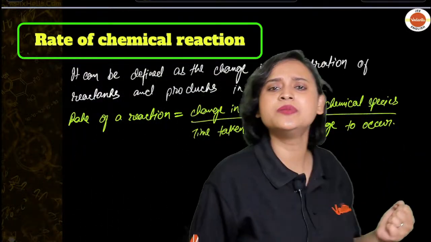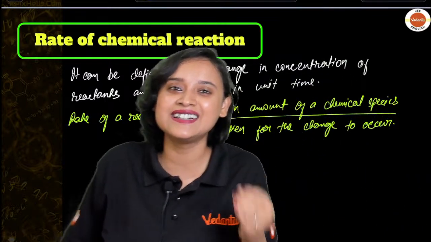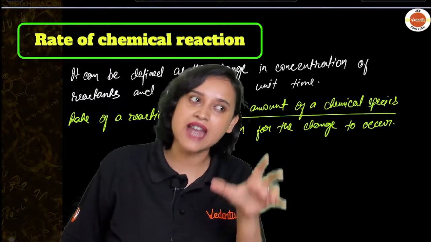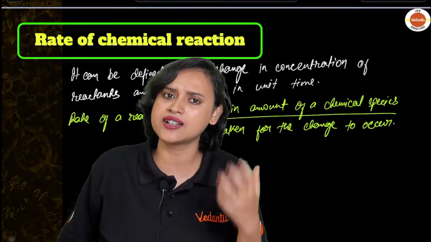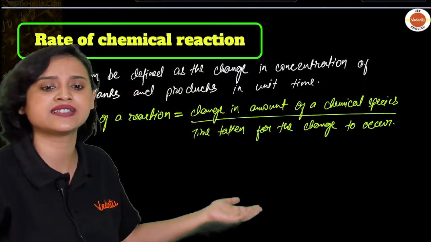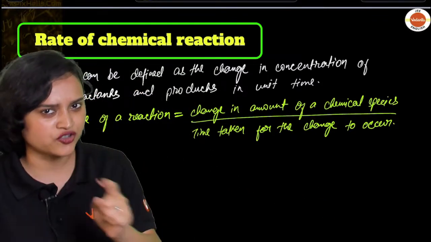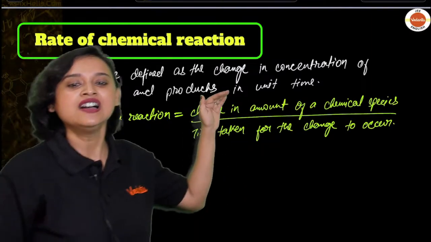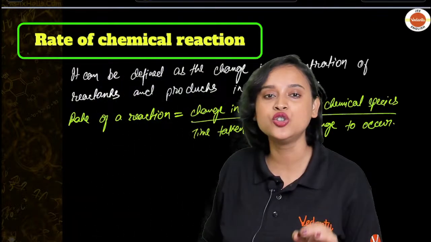Why do we use this term unit time? To standardize. Once again, it's chemistry, it's science, standardization. Remember, in the last session we read about standard this, standard that, right? We kept learning about a lot of standards. So why is this standardization necessary? Because it's science, it's chemistry, precision, unit is very important. That's why we measure the change in concentration of reactants and products in unit time.